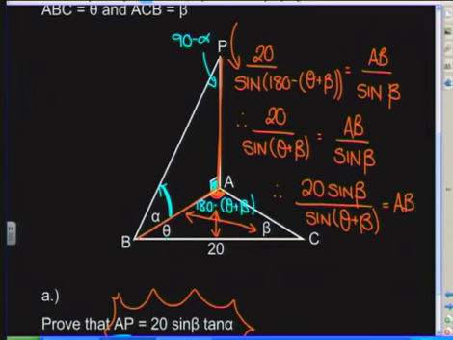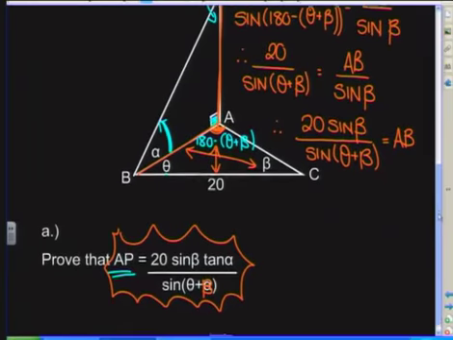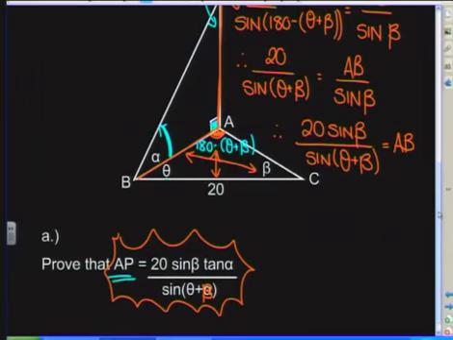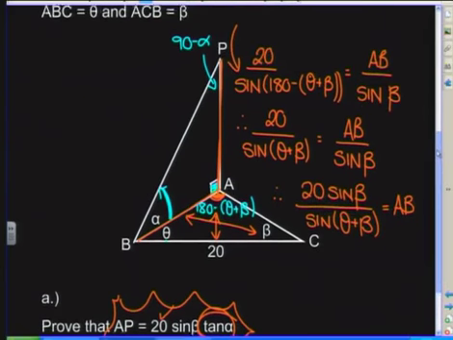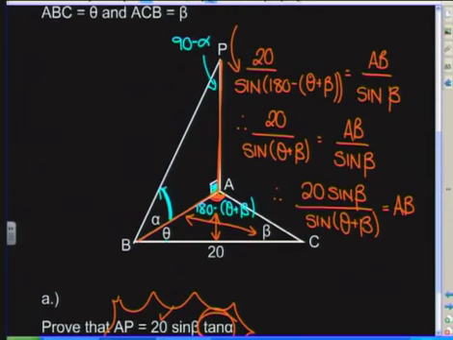But let's just do a double check here. How close are we looking to what they wanted? I wanted a sine of theta plus beta, so that's looking good. I wanted my 20 sine beta. So at the moment it looks like we're just missing the tan alpha part in order to finish it off. So let's see where we are. What we have just found is that length over there. But remember, what we're actually trying to find is the length from A to P.